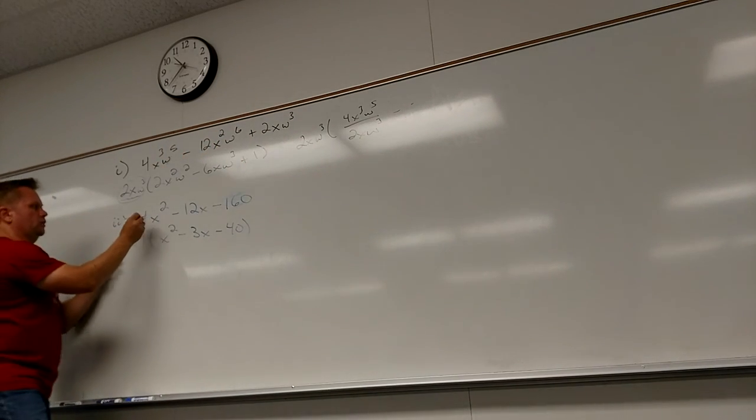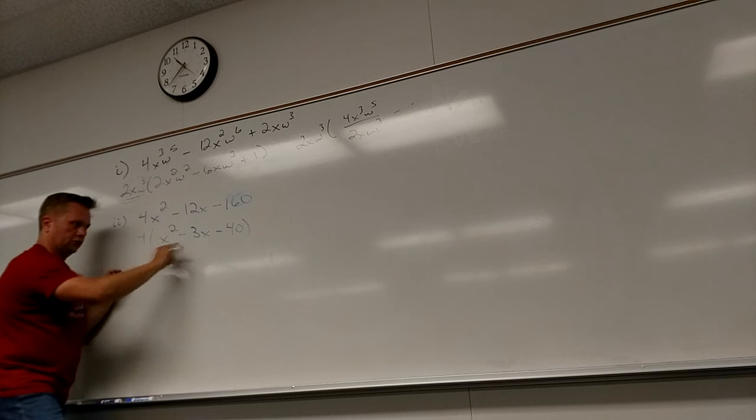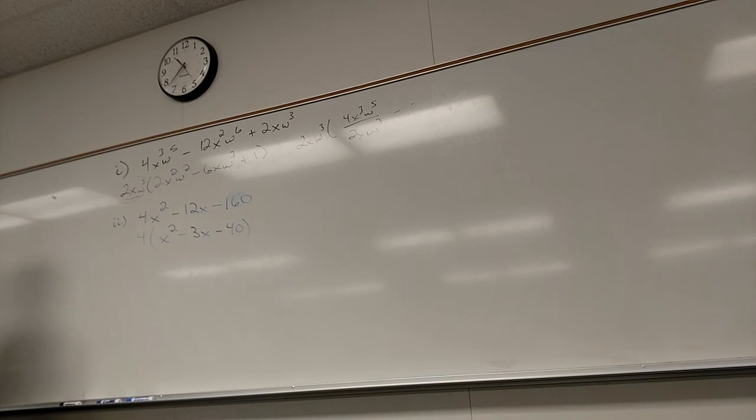I could do it here too. I could have put this over 4, over 4, over 4, and then reduced it. Because that's what I'm taking out of everybody. I'm dividing that out of everybody.